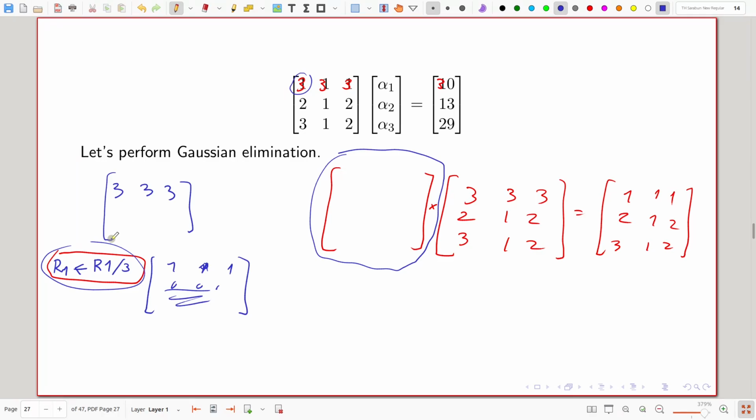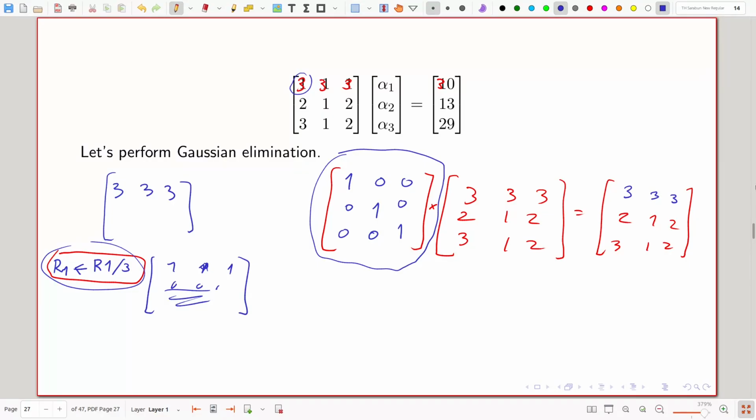Before we do that, let's take a look at this. There's one matrix that is really nice. If you multiply it with any matrix, you get the same matrix back. It's called an identity matrix, and it looks like this: 1 1 1 on the diagonal. If I do this, I get the same matrix back. How can I get the same matrix back?